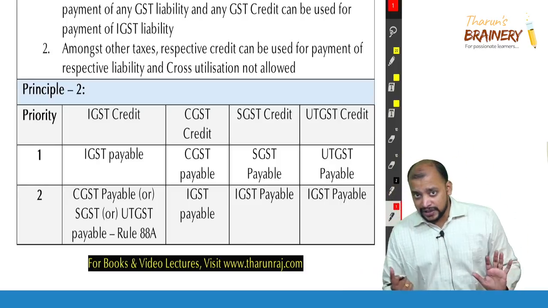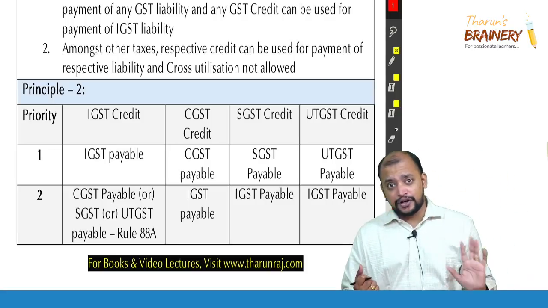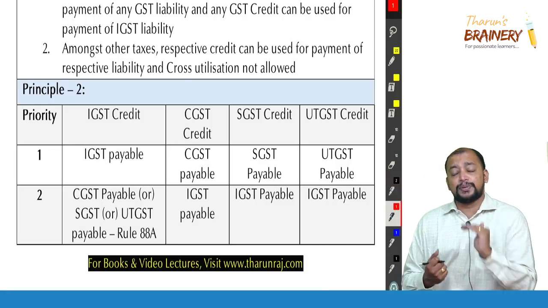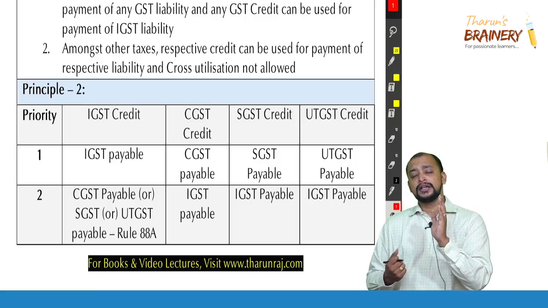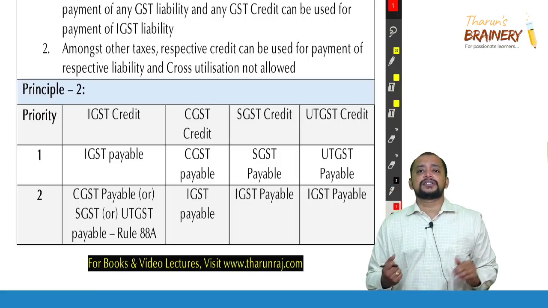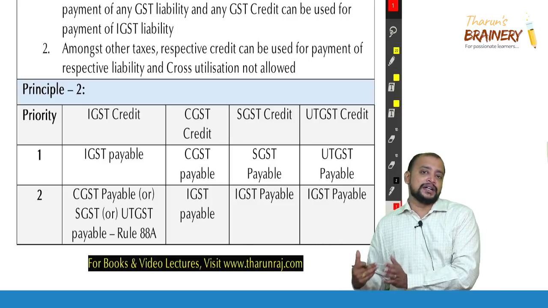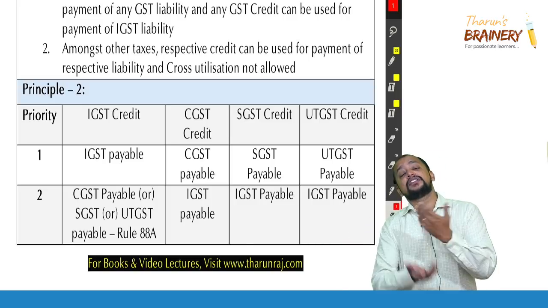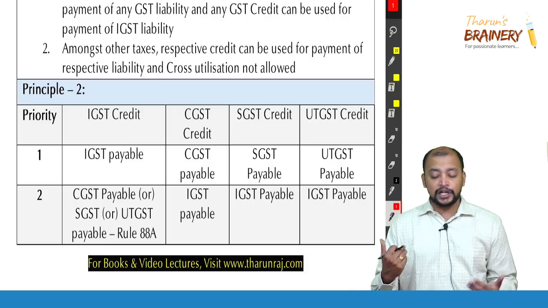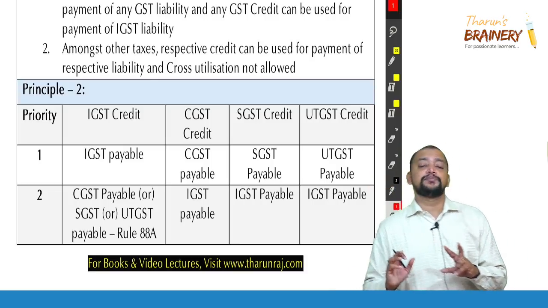So IGST credit, first for IGST liability, then for CGST, SGST or UTGST. But the remaining three, CGST, SGST and UTGST, first should be used for payment of their respective liabilities, and then if there is any balance, that can be used for payment of IGST. This is the second principle.